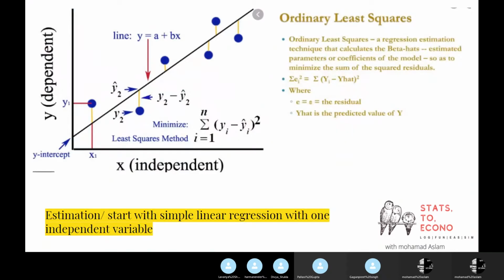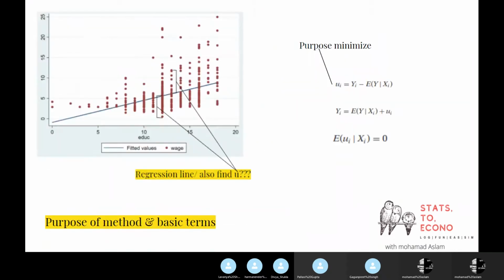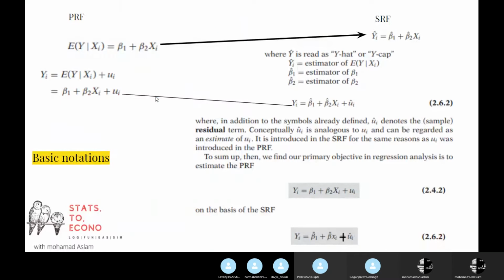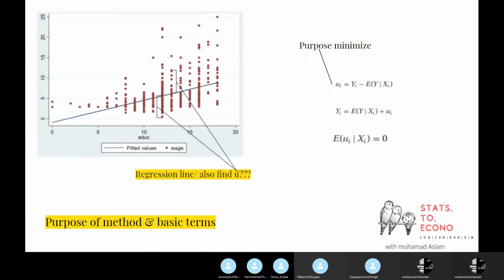Before explaining the OLS method, first get this point: yesterday we were up to the point that after the estimation, this regression line we want to estimate needs the sample statistics beta 1 and beta 2. One is our sample intercept term, another is the slope term.